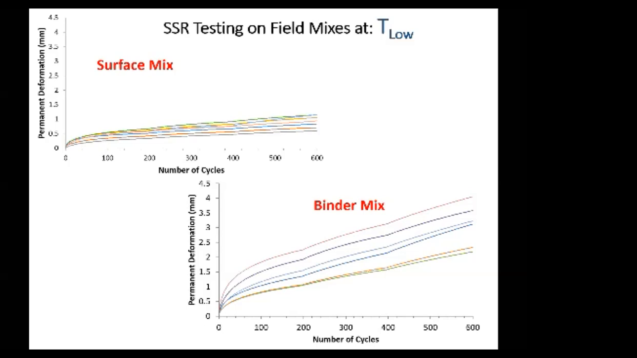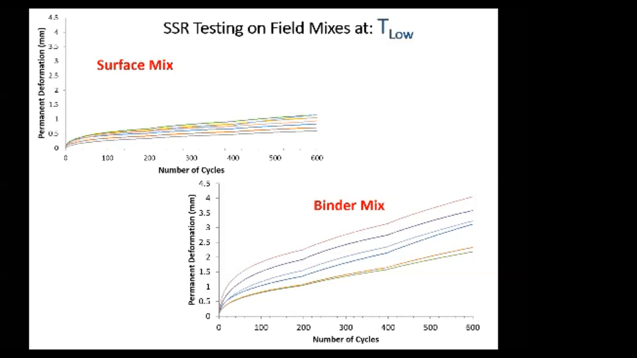We had various replicates. As you see in the surface mix, for example, the surface mix was good, it was stiff, and the rutting was just like 1 millimeter after 600 cycles, which is low. And there is some consistency. The 6 or 7 specimens tested really yielded results that were very close to each other.